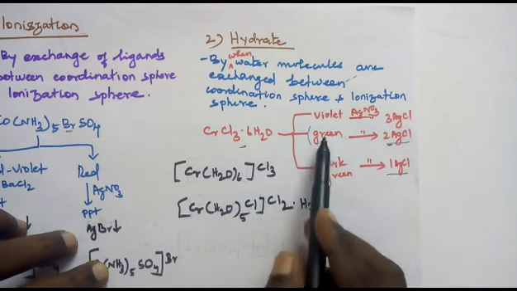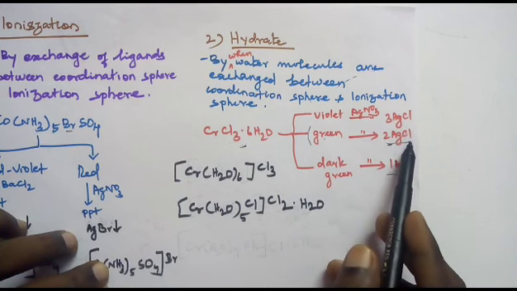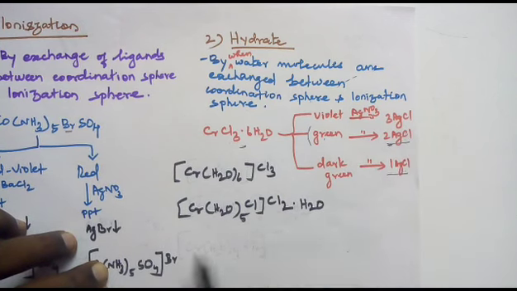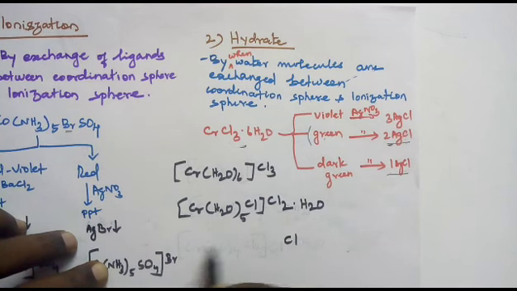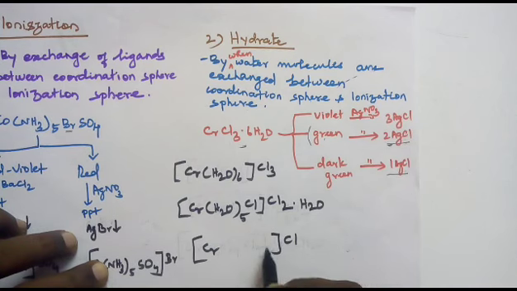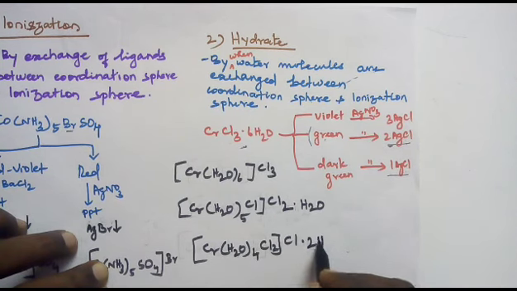So this is the violet green complex that gives 2 silver chloride, that means 2 chlorine outside. Okay. The third one is 1 chlorine outside. So 1 chloride. Write the remaining thing: chromium, and 1 chloride outside means 2 chlorine inside. So next, H2O, 4. So 2 H2O outside.